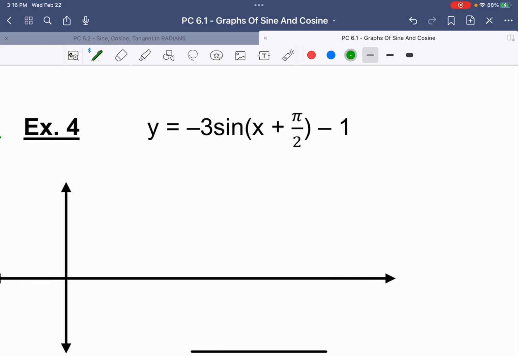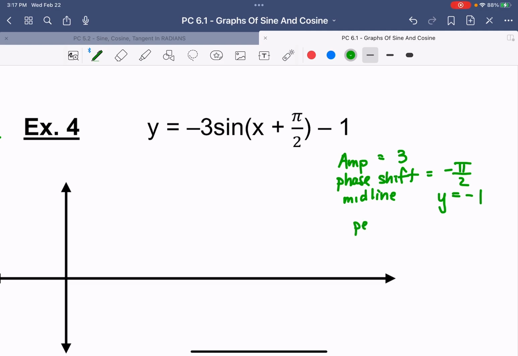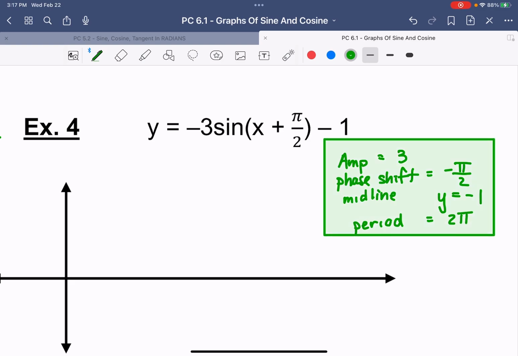And typically how we have it asked, like on a test, we'll ask for the amplitude. That will be 3. What is the phase shift? That is negative pi over 2, or going pi over 2 to the left. And the midline is going to be y equals -1. Also, the period, all of the periods today will be 2 pi. Like I said, those will change tomorrow. Okay, so this is all this key information.